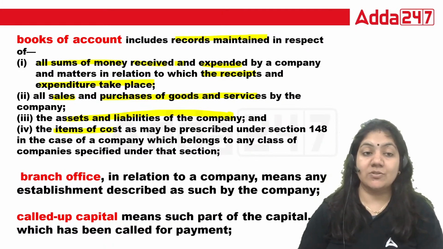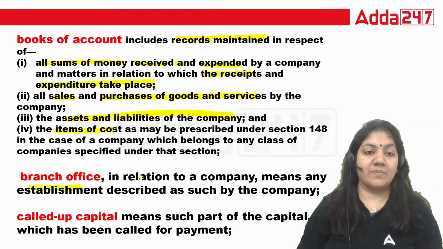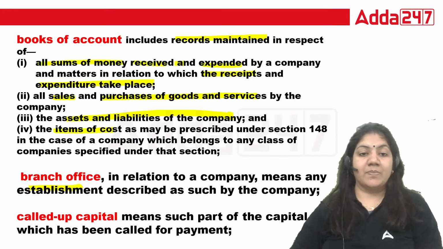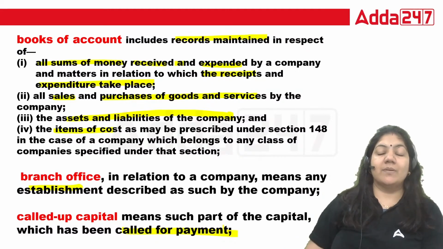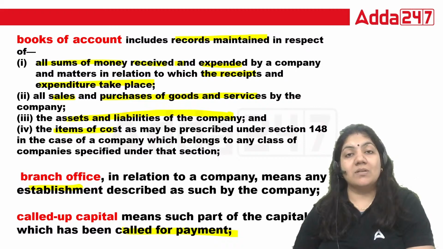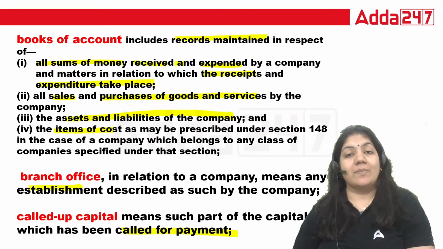What is branch office? That is any establishment described by the company; that is called branch office. Called up capital is the capital which has been called for payment. Suppose a share is distributed but not paid. So suppose the company calls the shareholder to pay for that share. That is called the called up capital.